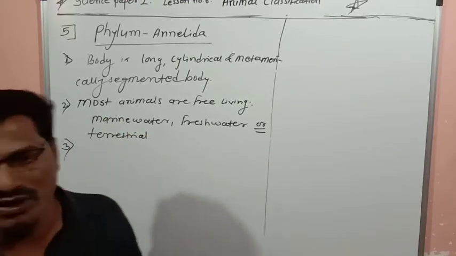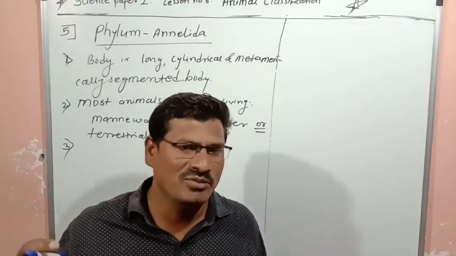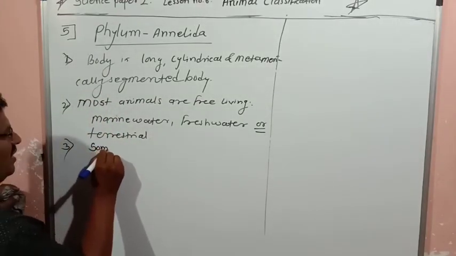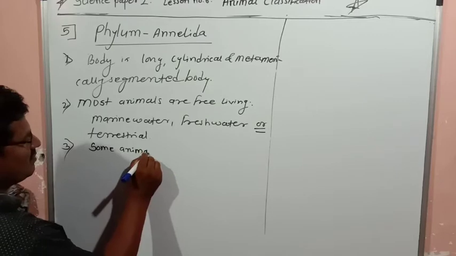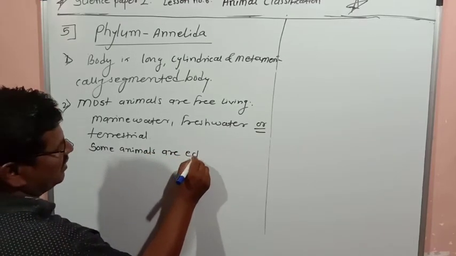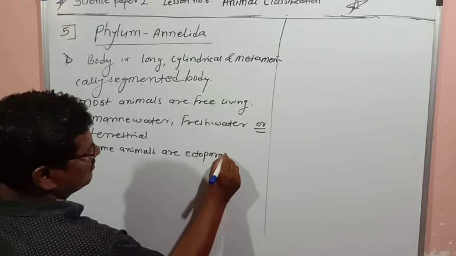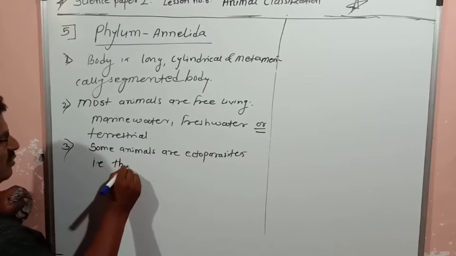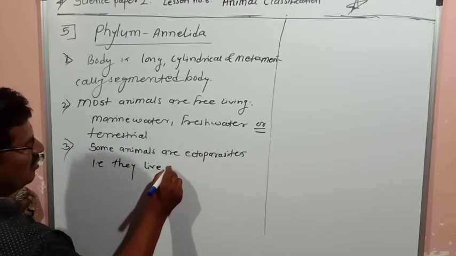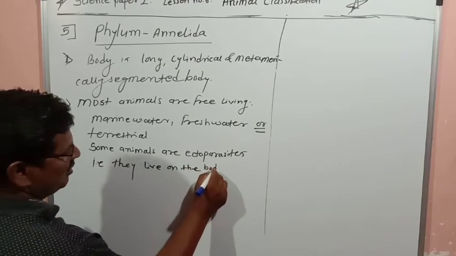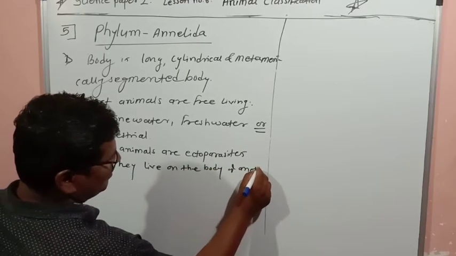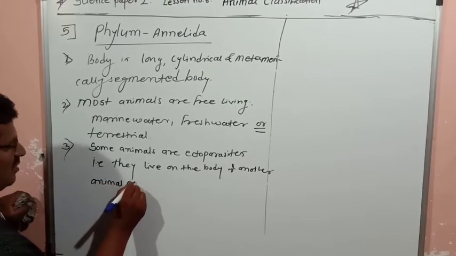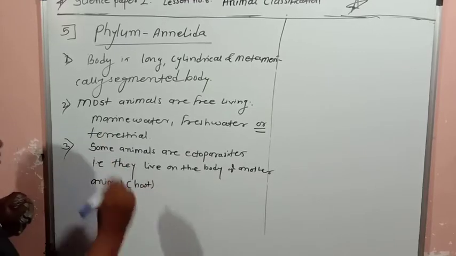Third, an important point: some animals are ectoparasites. Ectoparasite means they live on the body of another animal. It is called a host. They are living on the body of the host.